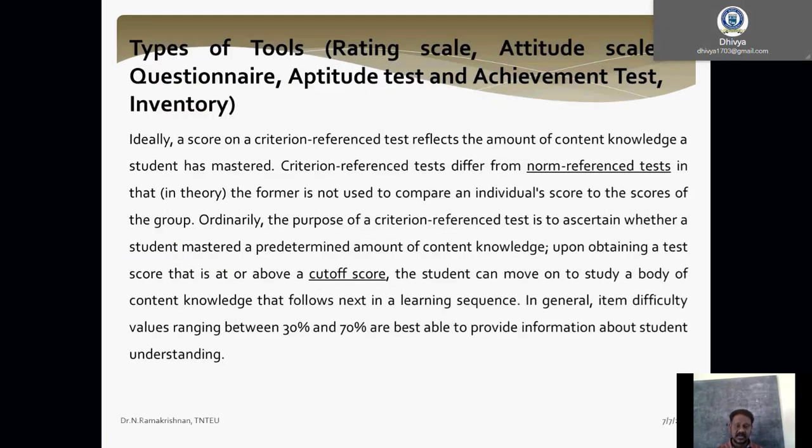Ideally, a score on a criterion reference test reflects the amount of content knowledge a student has mastered. Criterion reference test differs from the norm reference test in that the former is not used to compare an individual score to the scores of the group. Ordinarily, the purpose of criterion reference test is to ascertain whether a student mastered a predetermined amount of content knowledge. See, as I stated earlier, you are going with a predetermined amount of content knowledge.